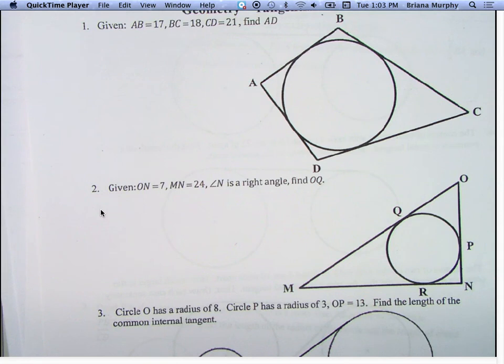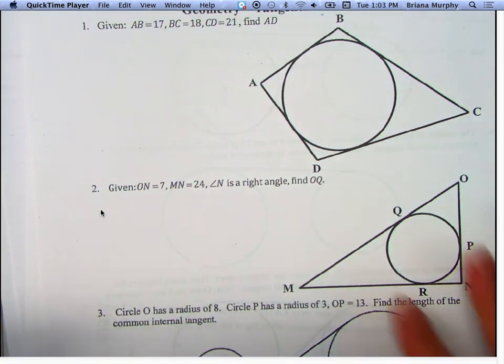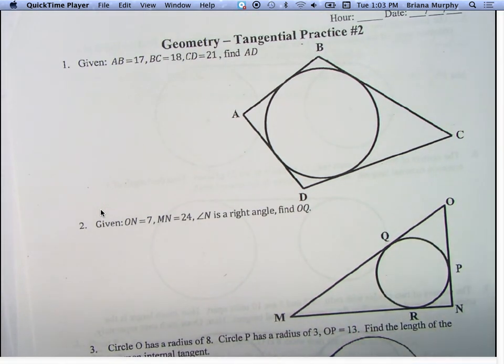More stuff with tangents today. We're looking at this second page in this tangent packet. And we are going to use some of the rules for it. And I just want to point out that you have some of these rules, and then I'm going to actually do some of the problems.